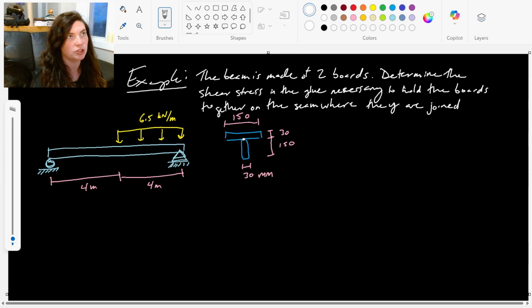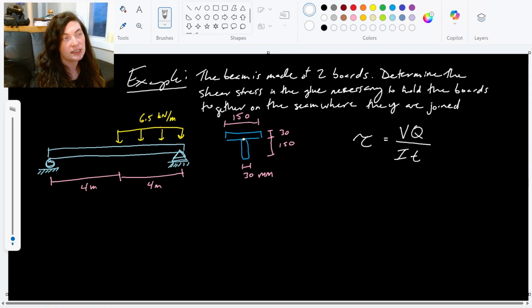So we want to know the shear stress so that we can know if the glue can hold the boards together at the point where they're joined. So at this little white dot here, we want to find the shear stress. I want you to go ahead and try this one out for yourself. See how many of these components of our shear stress, shear force times Q over I times T, can you work through and get on your own? And then we'll look at this together.